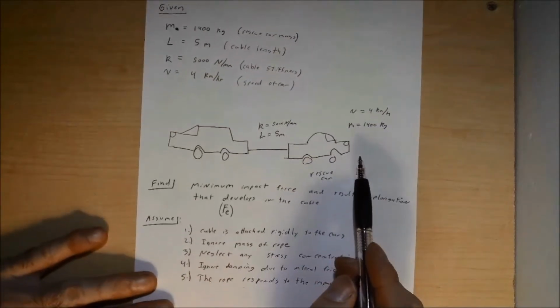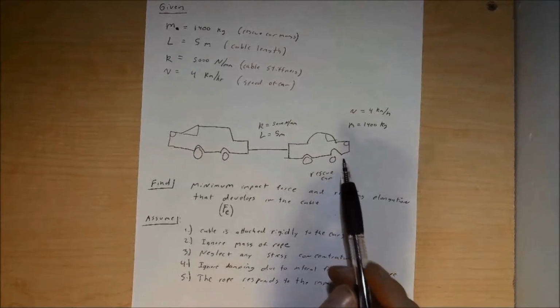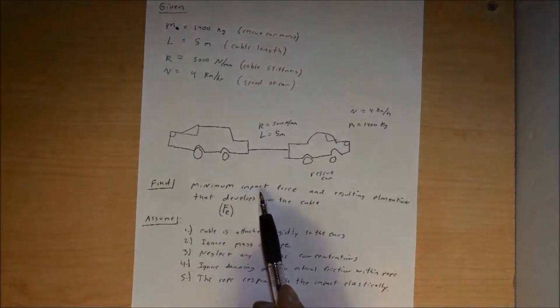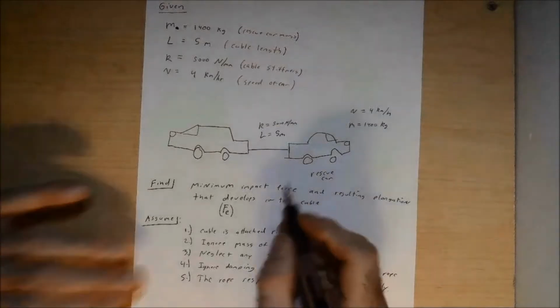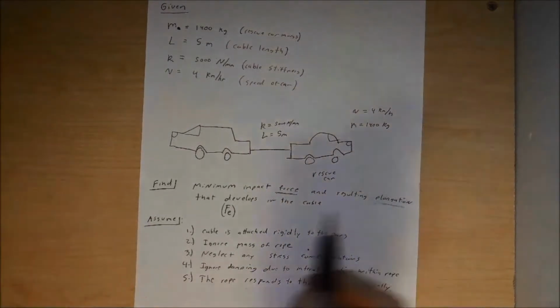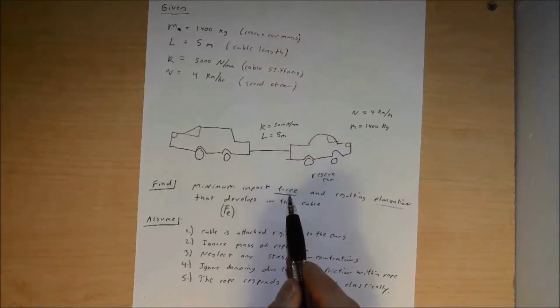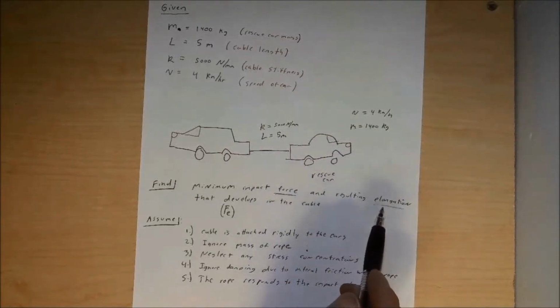So now that I have the information, the next step is to figure out what they are asking us to solve for on this problem. What they want us to find is the minimum impact force. So we're looking for a force here, and the resulting elongation that develops in the cable. So we're interested in the cable itself. We want two different things with that cable, so two parts to our solution here. One, to solve for this impact force, and the next, to solve for the resulting elongation of that cable.